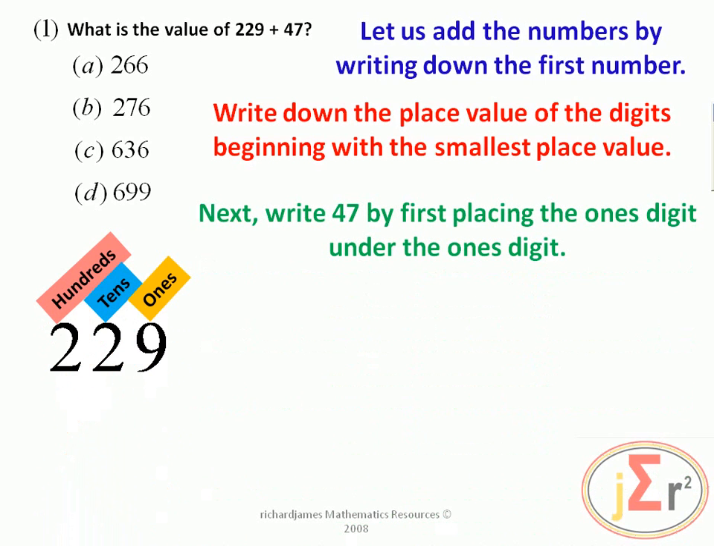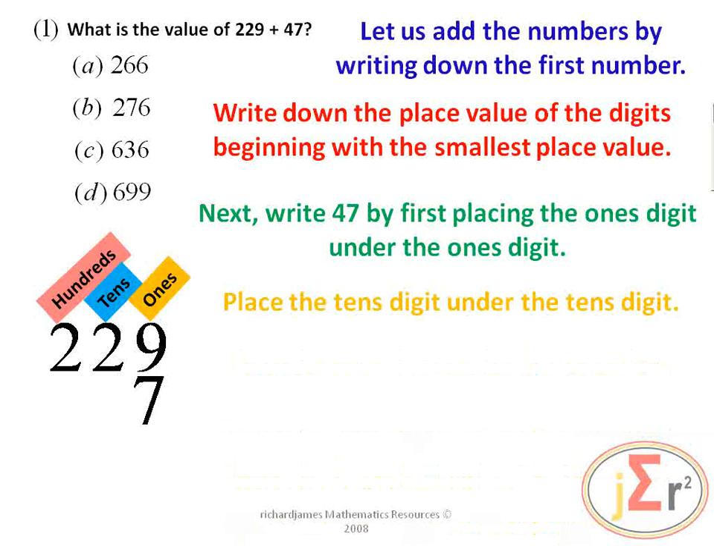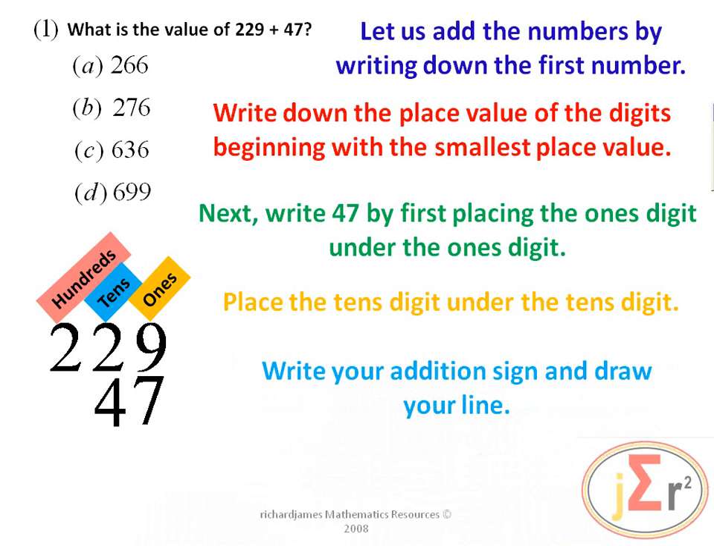Next, write 47. Which one of the digits do we put down first, Jerry? The 7. Right, and that 7 will be placed where? Under the ones. Okay, because we have 7 ones. What about the 4? Under the tens. I was trying to trick Jerry just now by getting him to say write it under the hundreds. But he insisted that we put it under the? Tens. Right. So place the tens digit under the tens digit. Like that. Write your addition sign and draw your line.